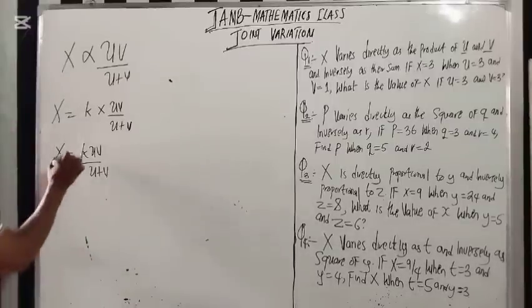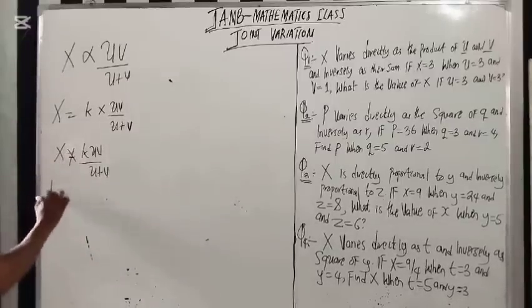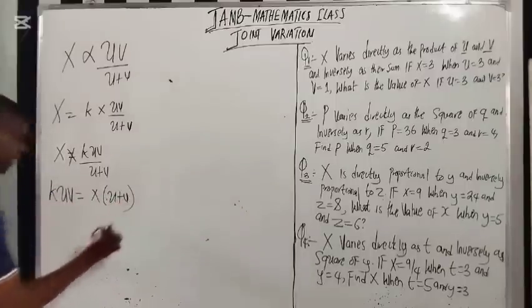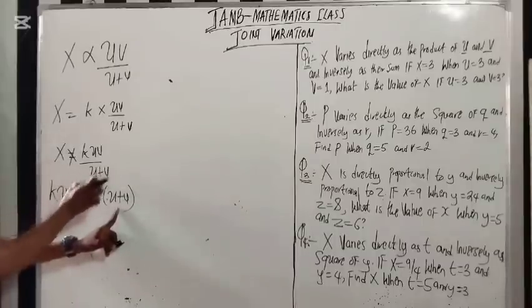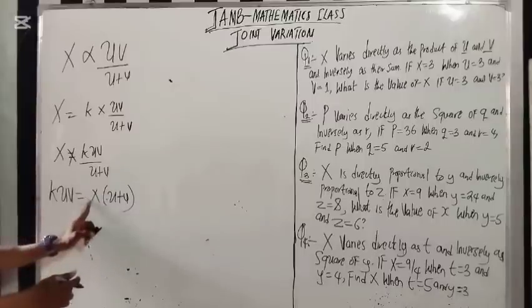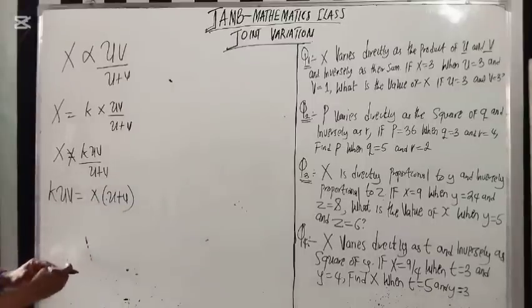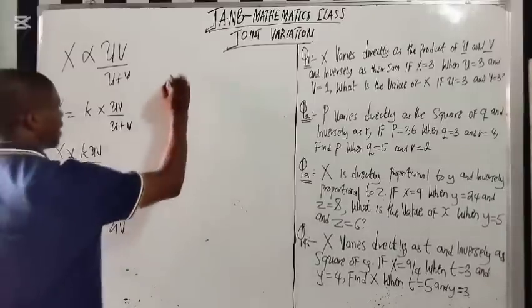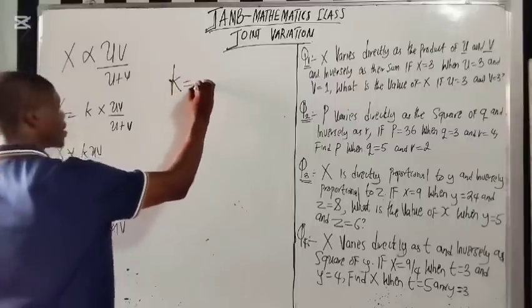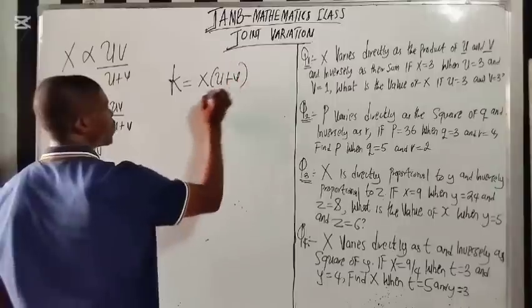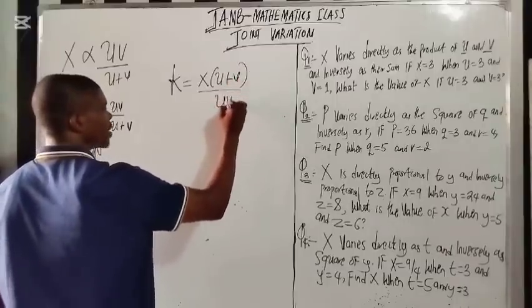Now when you cross multiply like this, here we have k uv equals s times u plus v. Can you see that? Because this s will multiply u plus v, so you put it in a bracket. So there is a bracket here. Divide both sides by uv. So my k is equal to s times u plus v over uv. Can you see that?